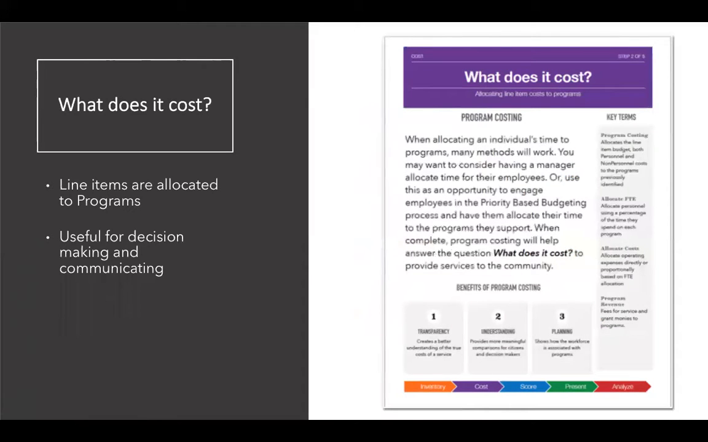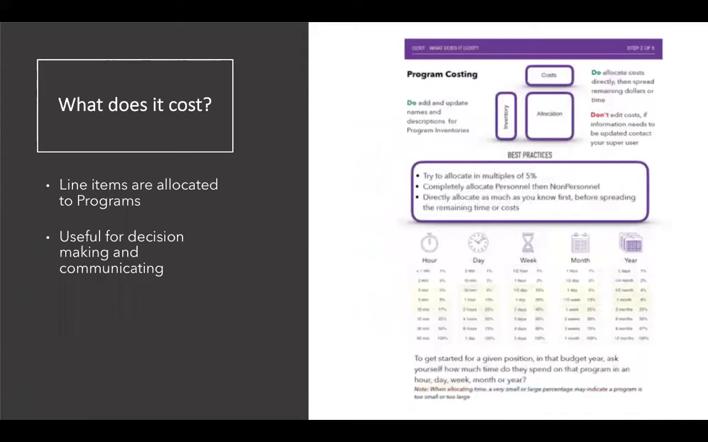The second question, what does it cost? This is taking the line items from your budget and allocating them to the programs identified. So we do this in 2 steps. We allocate our time in a percentage to the programs. So personnel is allocated out of 100%, so 5-10% to a program. But then we allocate the non-personnel costs by dollar amount. So when you get into the tools, or if you get into the tools, you'll see that we have it split out by personnel and non-personnel, and then that's going to create an overall program cost.